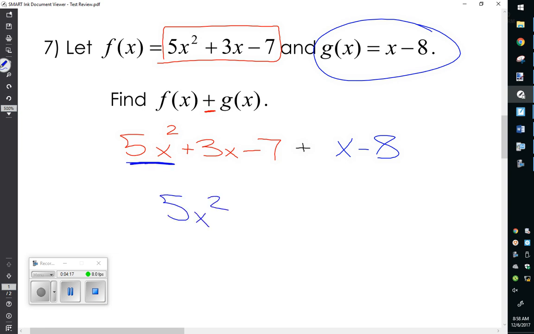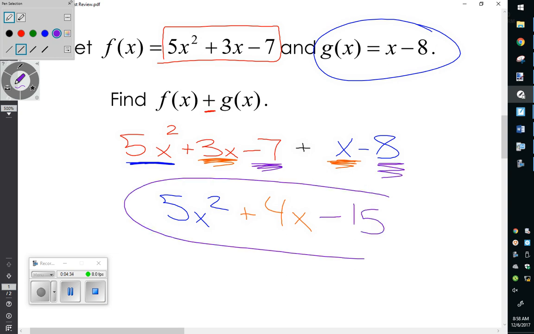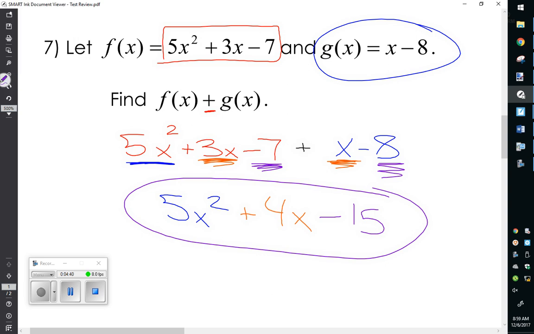5x squared. And then I've got 3x and a 1x gets me 4x. And then I've got negative 7 minus 8 more is negative 15. Done. It's just combining like terms, f plus g. Don't make it harder than that. It literally tells you everything you need to do. Write down f, write down g, add them together. Questions on 7?